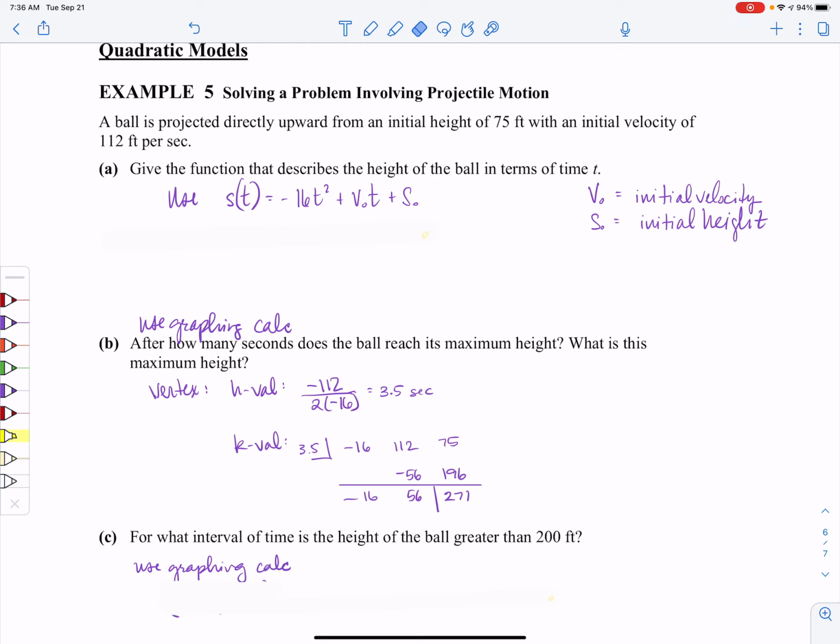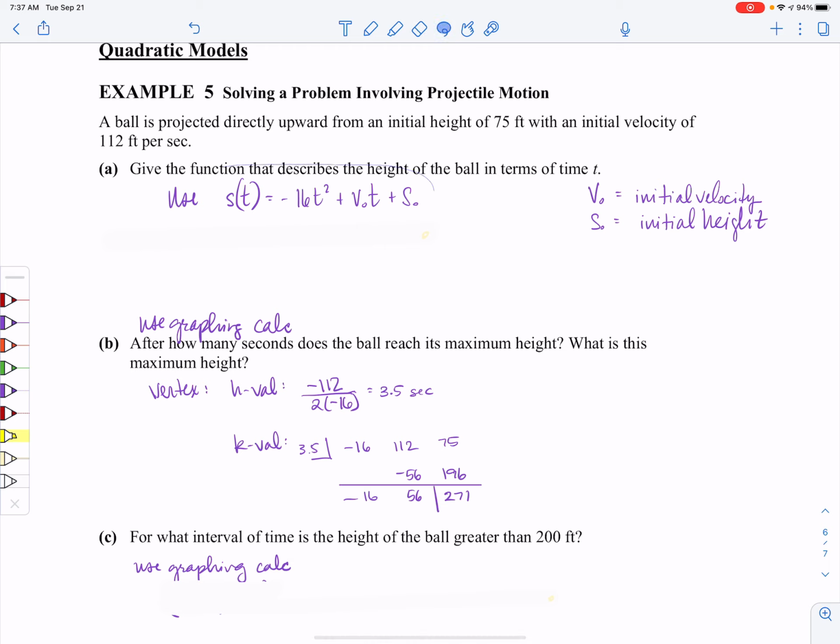Part A says that we should give the function that describes the height of the ball in terms of time t. Now, this is something that you haven't had to do yet. Every single time we've run into one of these questions, we've always given you the equation. But now you have to come up with your own equation.